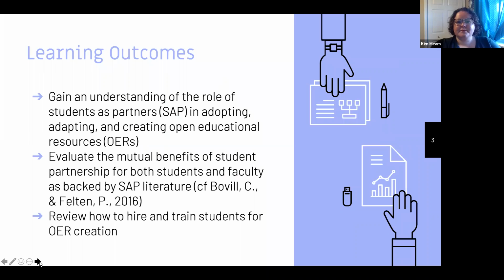Again, thank you so much for attending us all. We hope that you learn a lot from the next 18 minutes according to my clock. Through this session, we hope that you can gain an understanding of the role of students as partners in open educational resources, as we walk through and evaluate some of the mutual benefits for students and faculty partnerships and how that works, both literature backing and in practice. And then of course, reviewing how to hire and train students for OER creation.